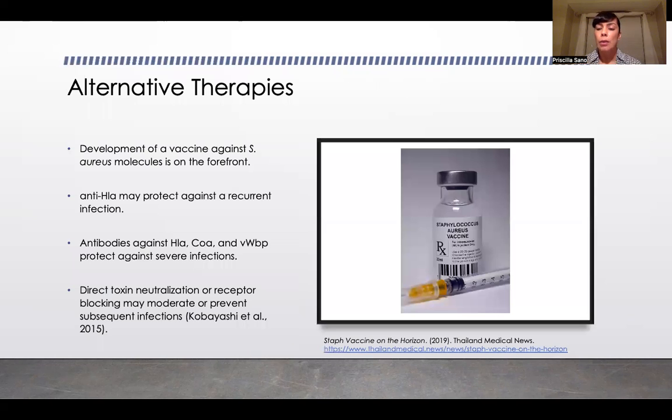Alternative therapies. Due to S. aureus being able to develop resistance quickly, it may be necessary to prevent infections. So the development of a vaccine against S. aureus molecules is on the forefront. Anti-HLA may protect against a recurrent infection. Antibodies such as HLA, COA, and BWBP protect against severe infections. Direct toxin neutralization or receptor blocking may moderate or prevent subsequent infections as well.